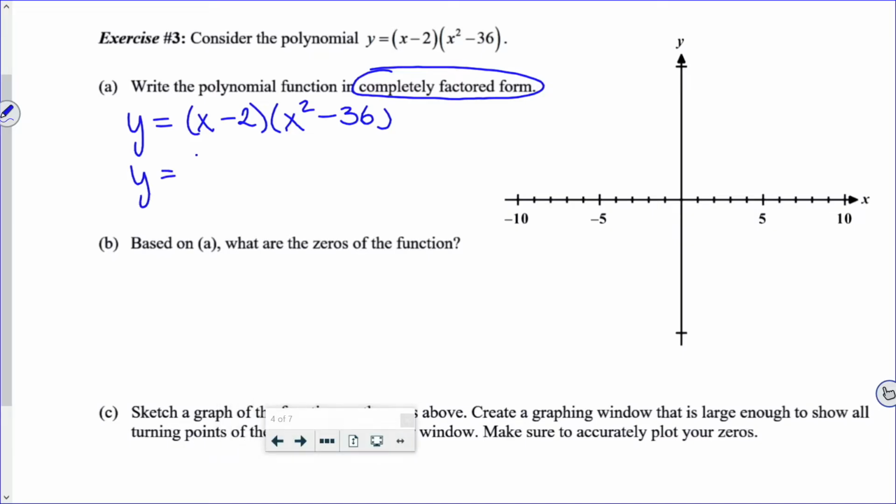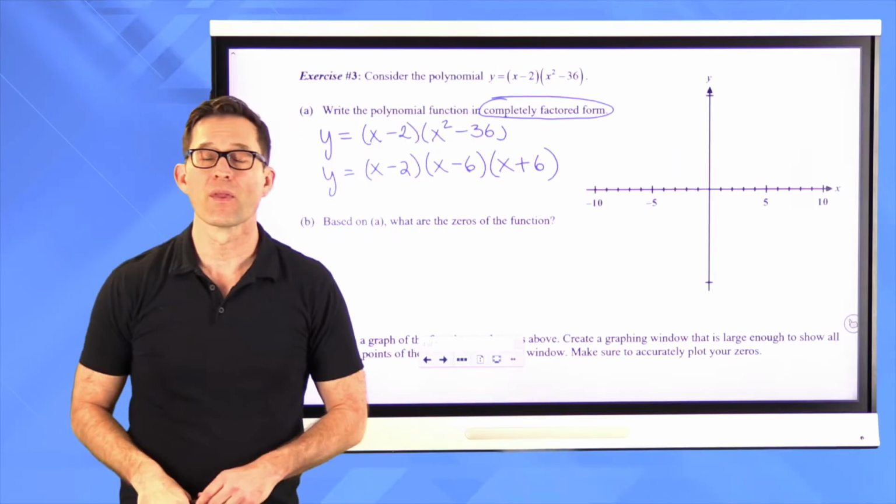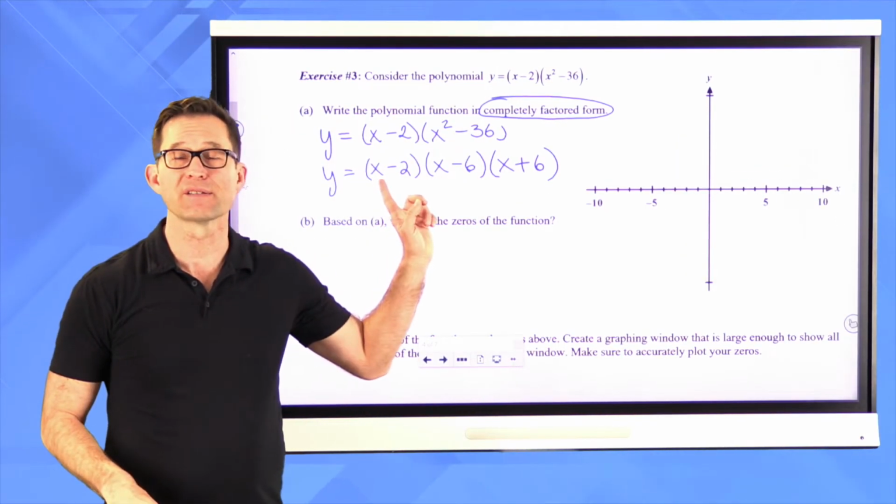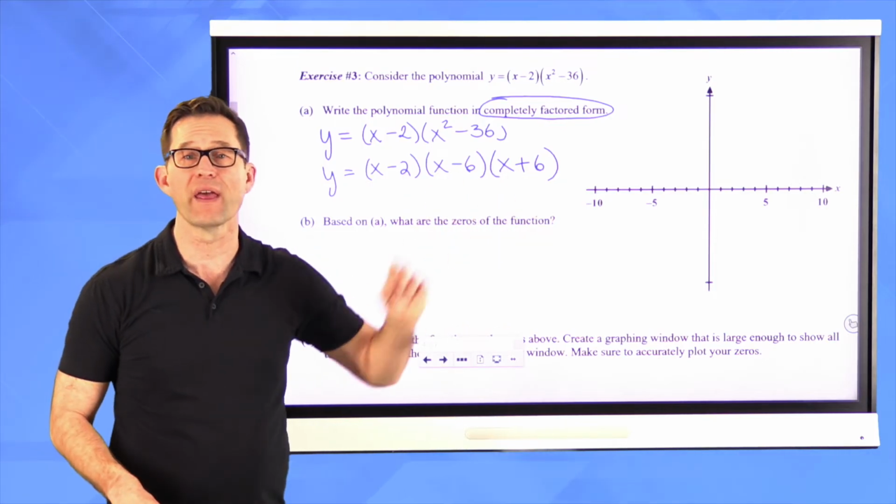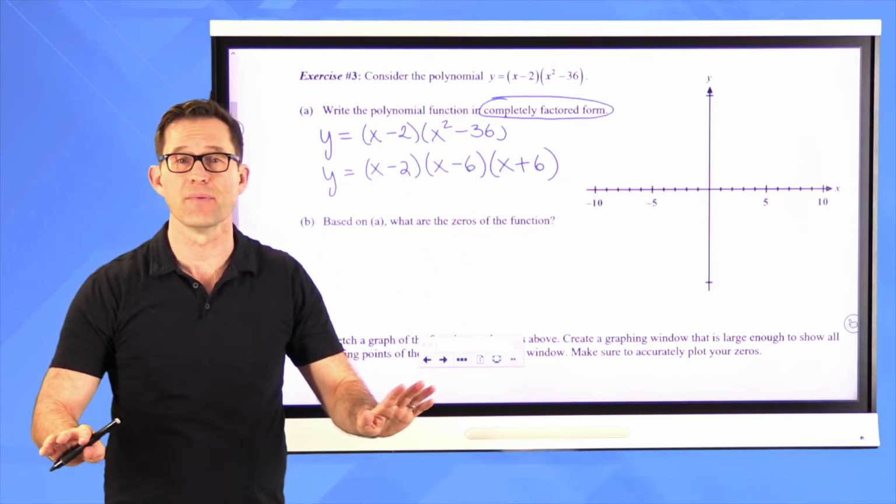And that x minus 2, well, that one's done. But the x squared minus 36, that's the difference of perfect squares, and I can write that as x minus 6 times x plus 6. At this point, I can't factor the x minus 2, the x minus 6, or the x plus 6. They're as done as they can be.